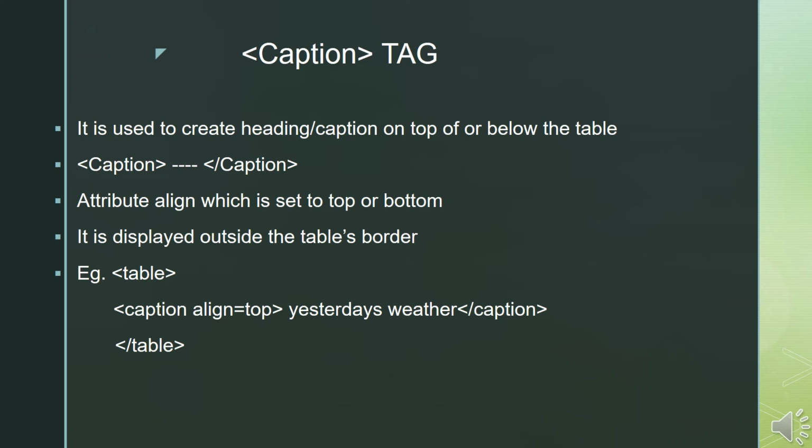It can be used with the align attribute by setting it to top or bottom. So it can be either on the top or the bottom part of the table. Caption is displayed outside the table border, and by default the alignment of the caption is top. We have given you an example as table caption: yesterday's weather, caption tag close and table tag close.